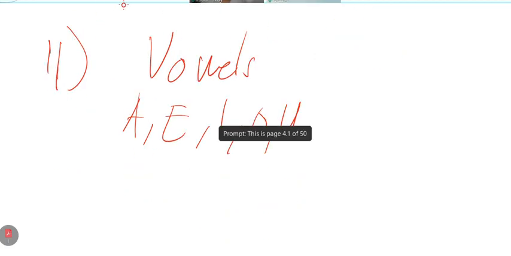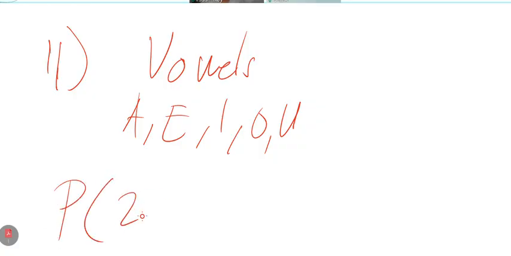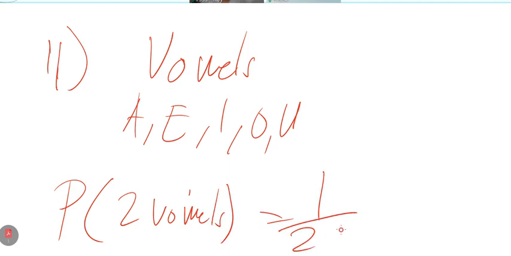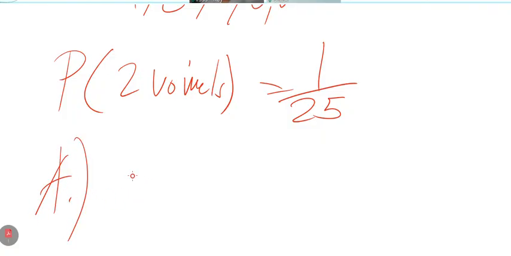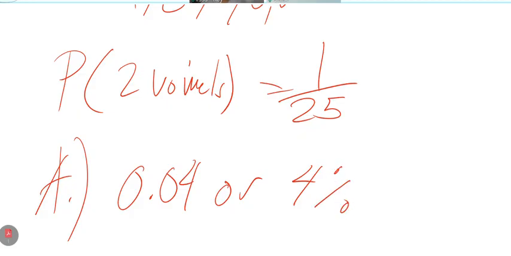Now, the vowels that we have, the probability of two vowels is going to be about 1 out of 25. Or giving it as a percentage, the answer would be 0.04, or about 4%.